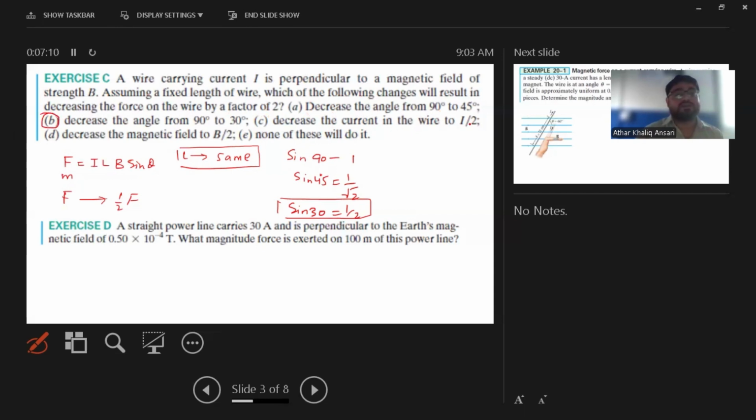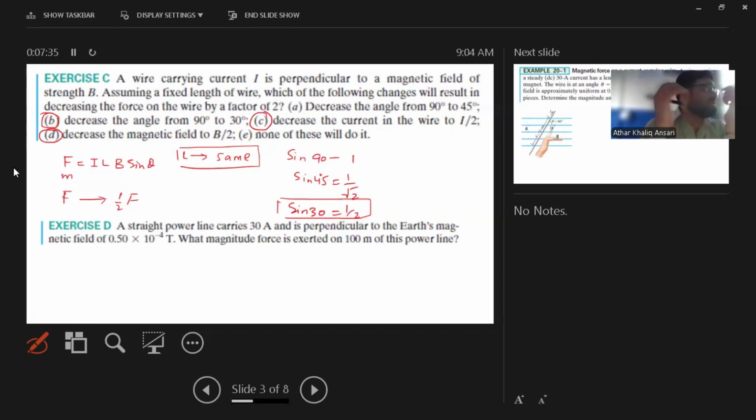Decrease the current I by 2. If you decrease the current, yes, it will also decrease the force. And decrease the magnetic field from B to B over 2, yes. So if you change the current to half, if you change the magnetic field to half, if you change the angle from 90 to 30, all of these changes will change the force to half, because it is a factor of half.